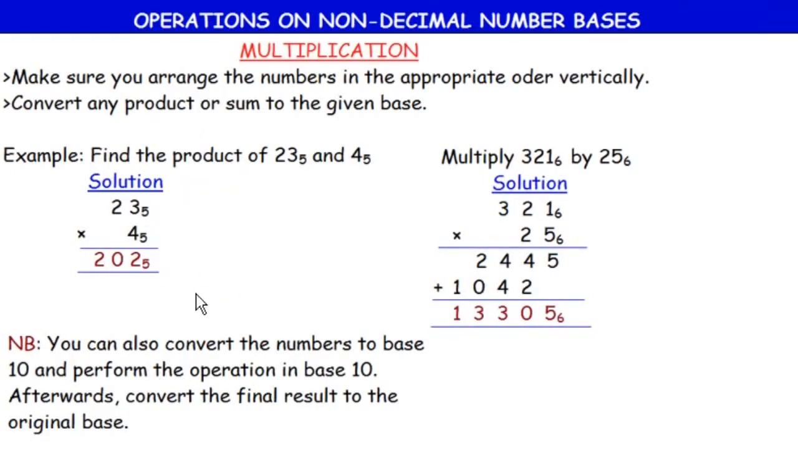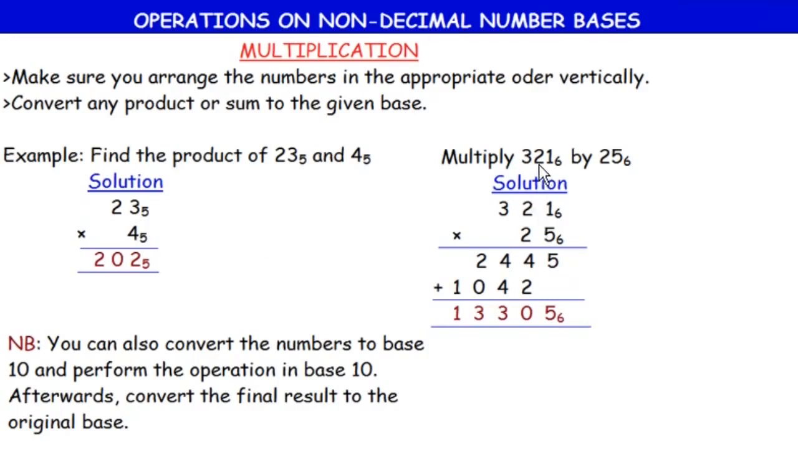So with this one too, you can also convert 23 base 5 to base 10, convert 4 base 5 to base 10, and then you would multiply them in base 10. Afterwards, you convert the final result to base 5. So the choice is yours. Either you multiply them directly, or you first convert them to base 10, perform the multiplication in base 10, and then you finally convert the result to the original base, or to the base given, which is base 5.